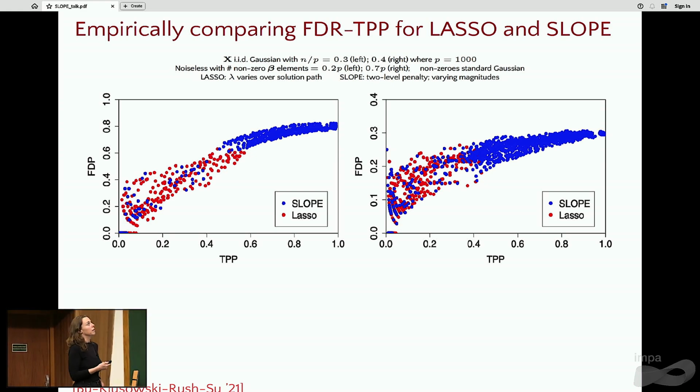On the other hand, SLOPE doesn't seem to have that same sort of power limit. For these problems, the SLOPE estimators seem to be able to find all the true positives so long as we sacrifice some of the false discoveries.